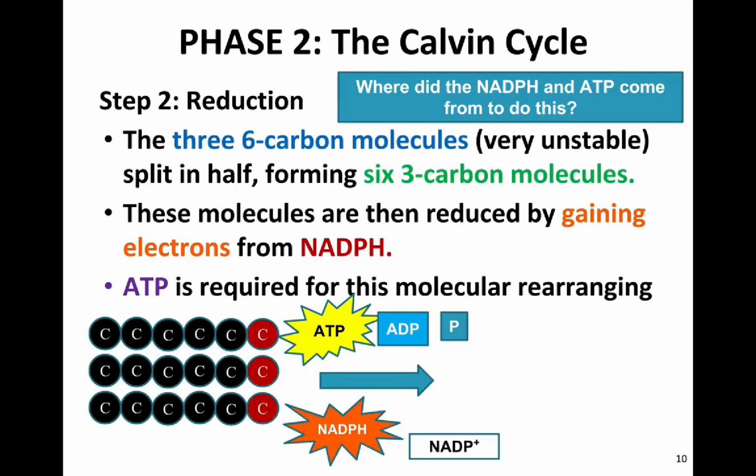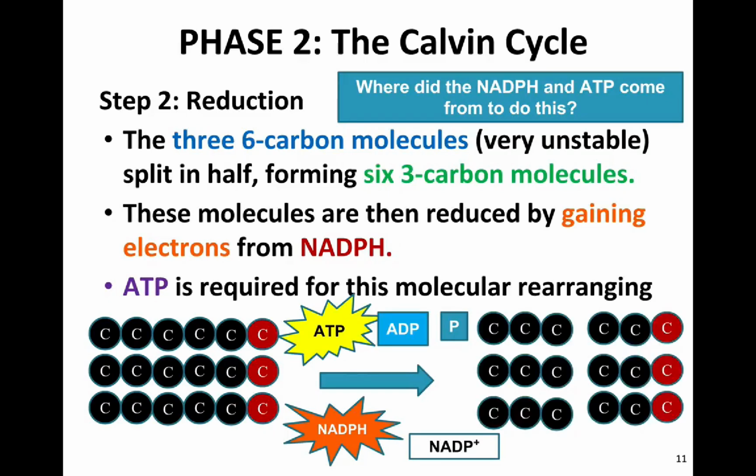So I'll just review. 6-carbon molecules are being broken down to allow them to become more stable. In that process, they get reduced, and they gain the electrons that are lost when NADPH is converted to NADP+, and they are phosphorylated by ATP, and we produce ADP as a result. And that ATP is actually required for the molecular arrangement, the reshuffling of the structure of the molecules themselves. And we produce something that looks like this.